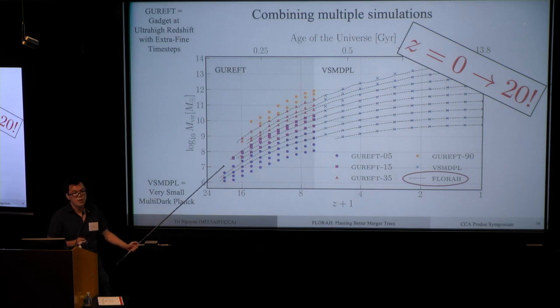You cannot do it even with Illustris. If you try to look into Illustris or any other simulations at high redshift, they will not have sufficient resolution. But in our case, because we're using multiple simulations and concatenating multiple networks, we are able to do so.